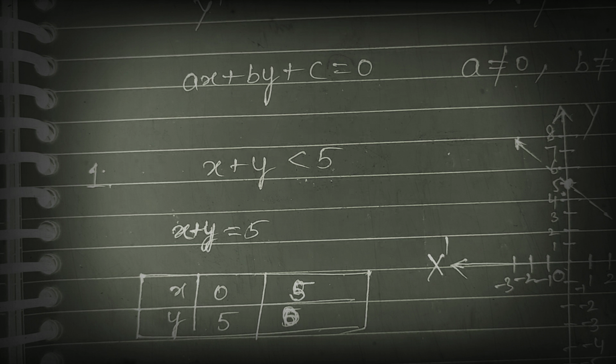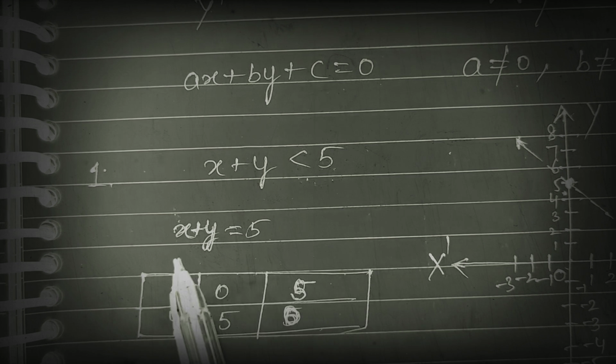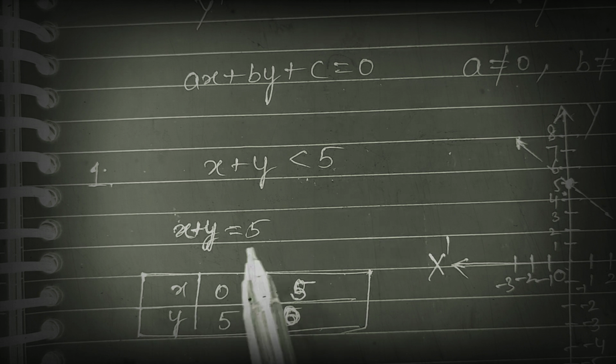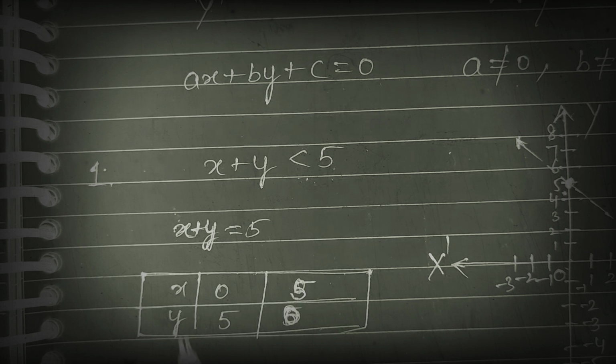Suppose I am saying I have money less than 50 rupees. Less than 50 rupees means it can be 49, it can be 48, it can be 47, but the boundary, I have given you the boundary 50, less than that. So here the boundary is given, so we will take the boundary at x plus y is equal to 5. Firstly we will draw the graph of this.